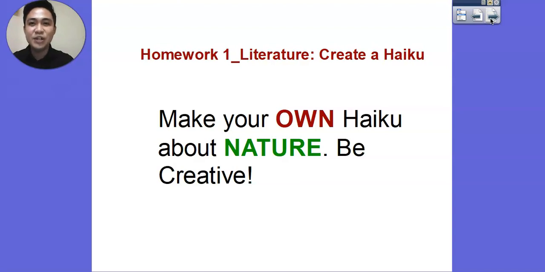Now, we will proceed to your homework 1 in literature. We're going to create a haiku poem. Remember this class, a haiku has 3 lines, right? Each line, the first line, has 5 syllables. The second line has 7 syllables. The third line must have 5 syllables. Okay? 3 lines with 5, 7, 5 syllables.